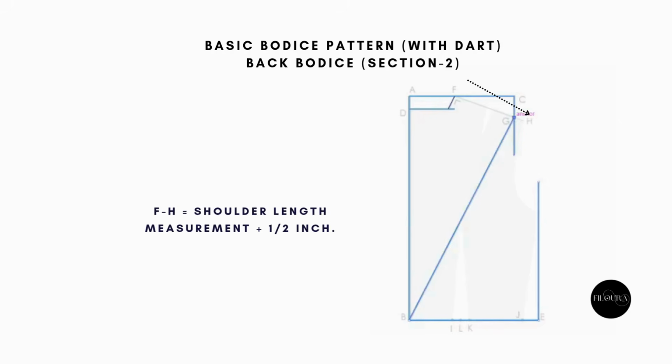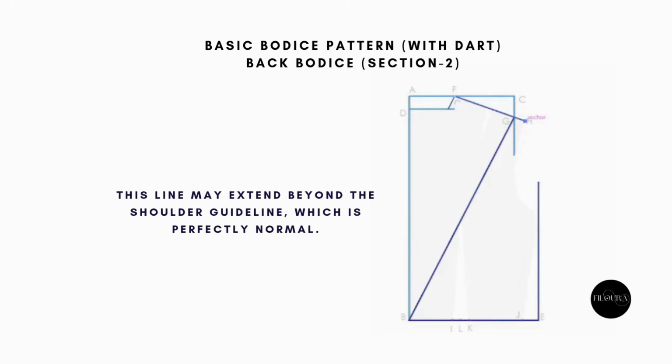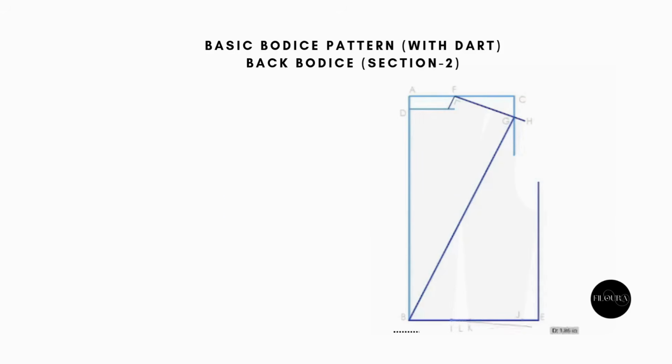Mark F to H shoulder length measurement plus ½ inch. This line may extend beyond the shoulder guideline, which is perfectly fine. From the point H, square down until it intersects the line passing through D, similar to the construction we used in the front bodice to create a front neck.